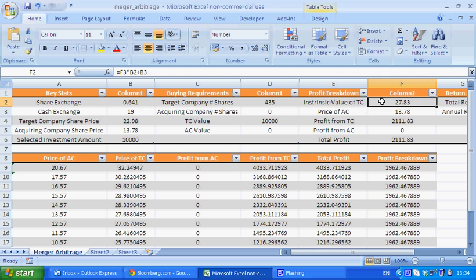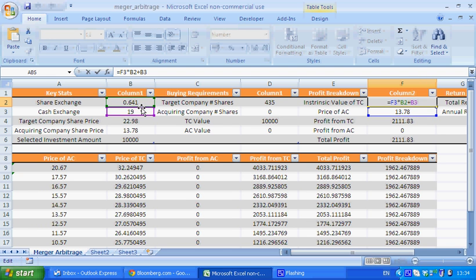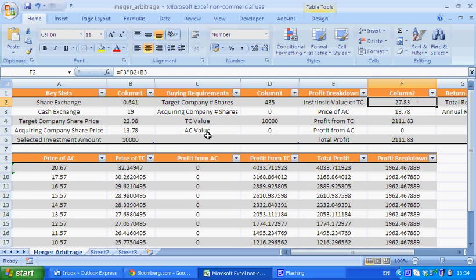So profit breakdown: the intrinsic value is a pretty important thing to realize. What exactly is it? Well, the intrinsic value is going to be the share exchange times the price of AC plus the cash exchange. So this is the future amount of what you're going to be receiving. So you're going to be receiving 0.641 of AC for every share that you own of TC, and you're going to be receiving $19 in cash as well.